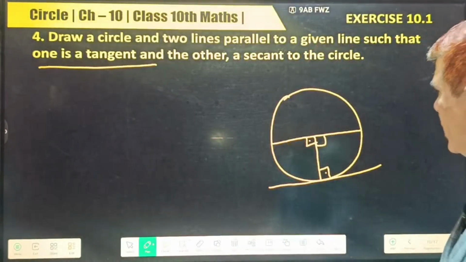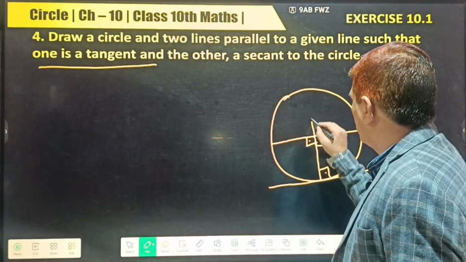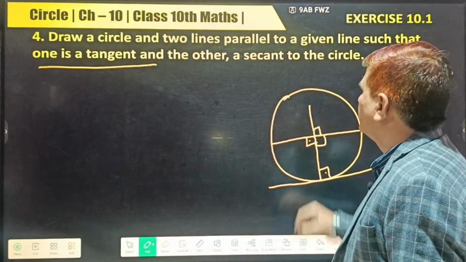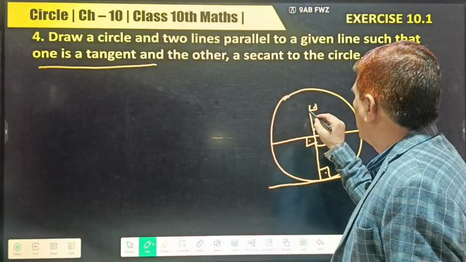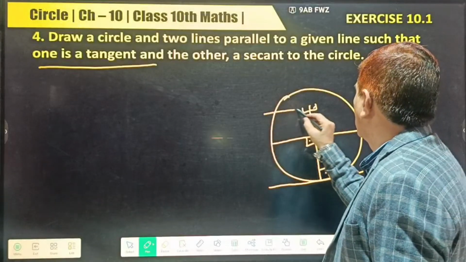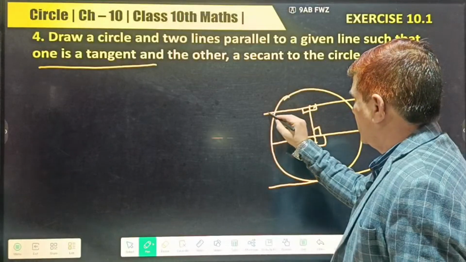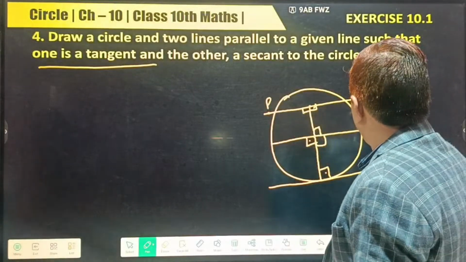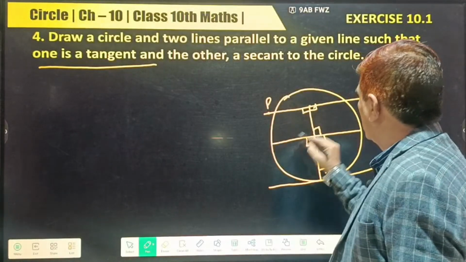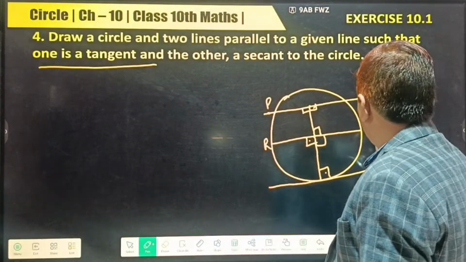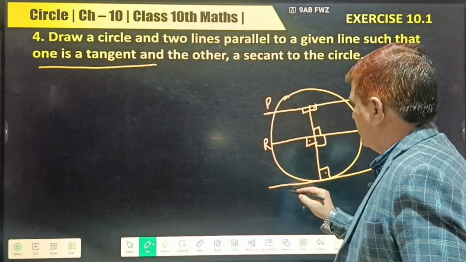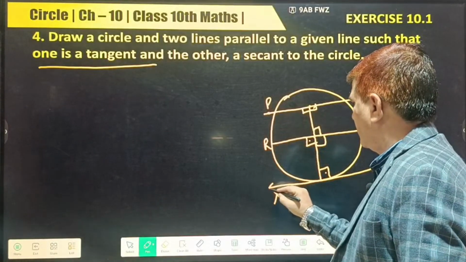Similarly, what can we draw? You can draw here also, making a 90 degree angle. Here also you can make how many degrees? Sorry, here how much? 90 degree. Draw this line. So this we can say is PQ. This is RS and this is XY.